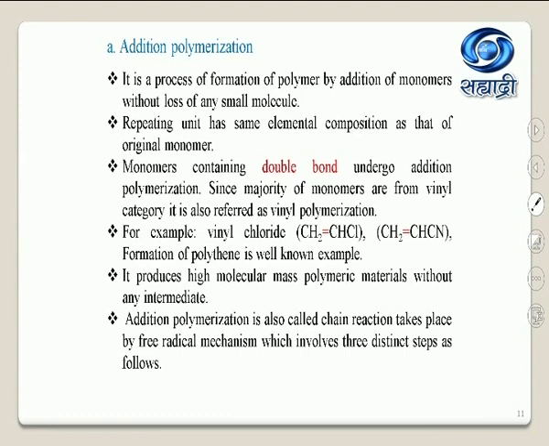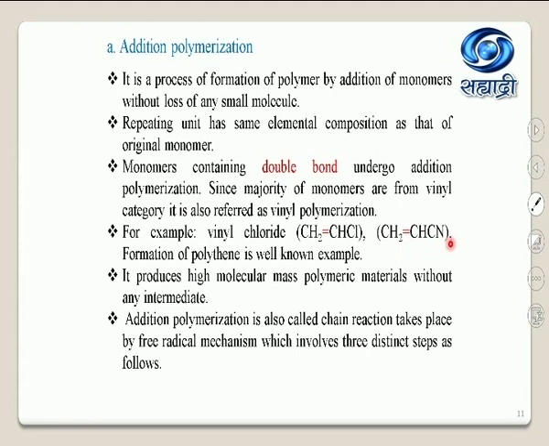First, addition polymerization. It is a process of formation of polymer by addition of monomers without loss of any small molecule. Repeating units have the same chemical composition as that of the original monomer. Monomers containing a double bond undergo addition polymerization. Since the majority of monomers are from the vinyl category, they are also referred to as vinyl polymerization. The best example is vinyl chloride, or chloroethene, that is the IUPAC name.